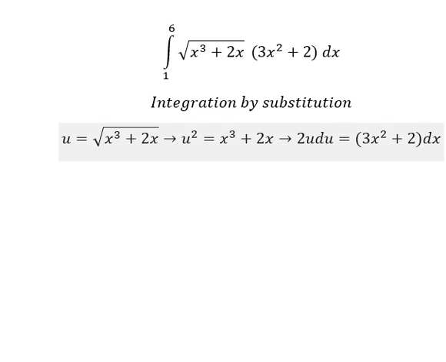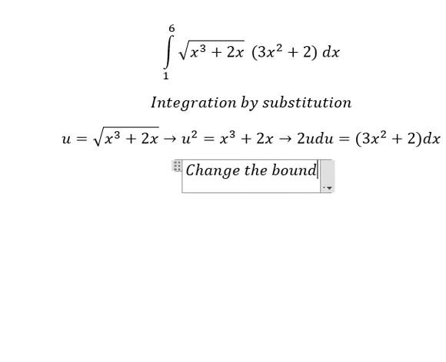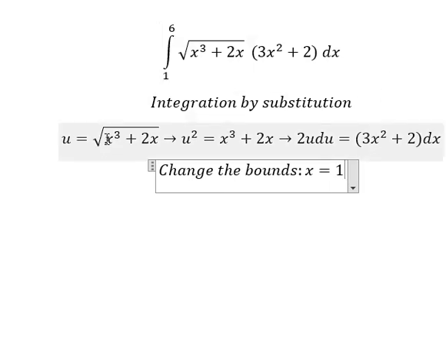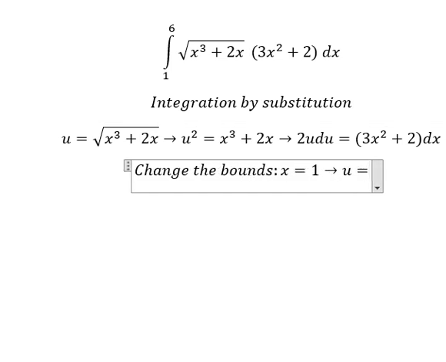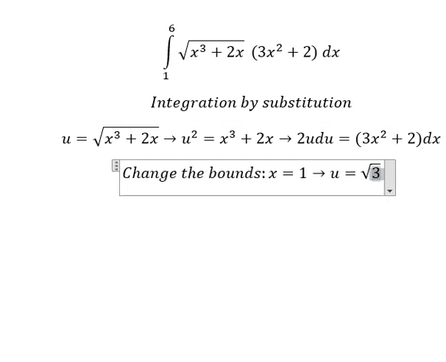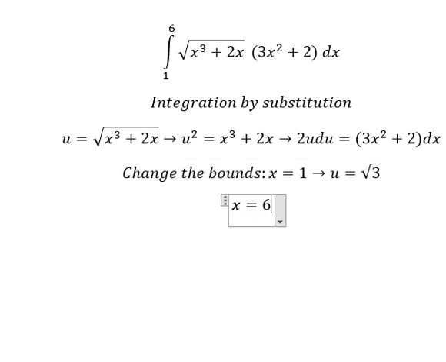Now, we need to change the bounds. When x equals number 1, we put number 1 going here and here. So u equals the square root of number 3. When x equals number 6, we put number 6 going here and here. So u equals the square root of 228.